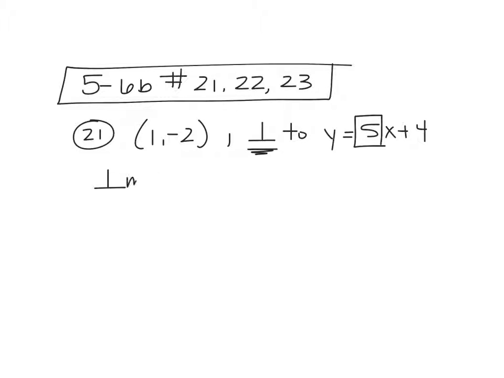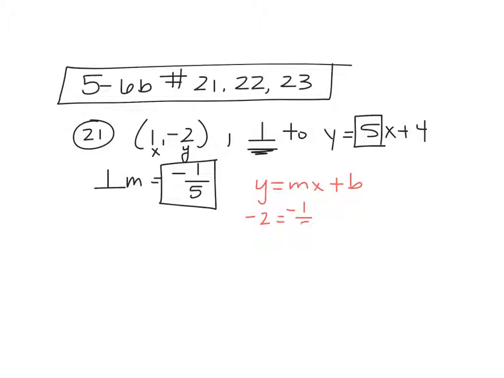So the perpendicular slope, instead of 5, we're going to take the opposite, so that's a negative, and then we're going to flip it over. So 5 over 1 would be 1 over 5. So we're using this as our slope, we're using this as our x, and this as our y. And if we're going to put it into y = mx + b, then it's going to be -2 = -1/5 times 1 + b.